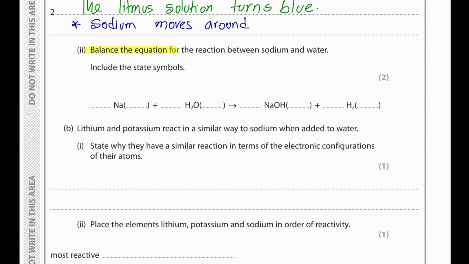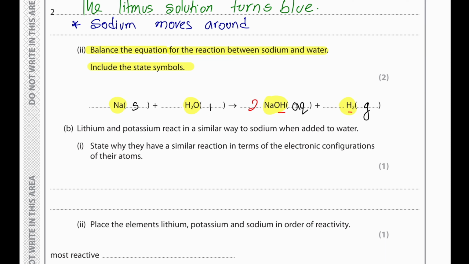Balance the equation for the reaction between sodium and water. Include the state symbols. Sodium reacting with water produces sodium hydroxide and hydrogen. Sodium is a metal, so it's going to be solid. H2O is a liquid. Sodium hydroxide is aqueous, and hydrogen is a gas. So state symbols are already done. Now we need to balance the equation. We will notice that on the right hand side we have 3 hydrogens, 1 plus 2.